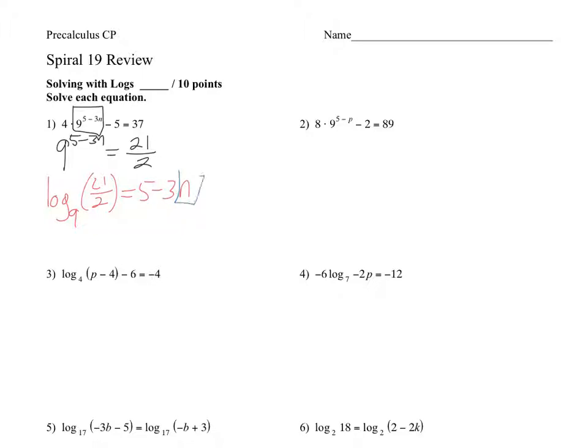Finally, I'm going to get the n by itself. I'm going to subtract 5 from both sides and then divide by negative 3. So we get negative log base 9, 21 over 2 minus 5, all over 3. Anything that's equivalent to that would be fine as an answer.